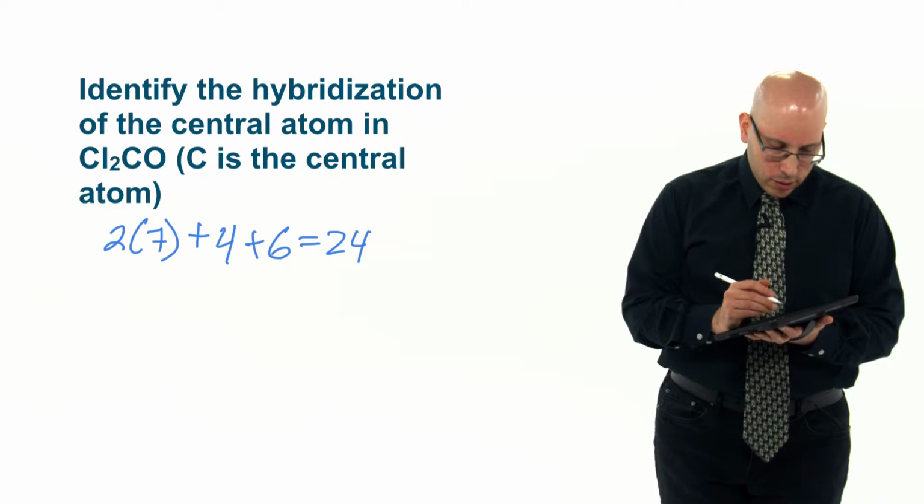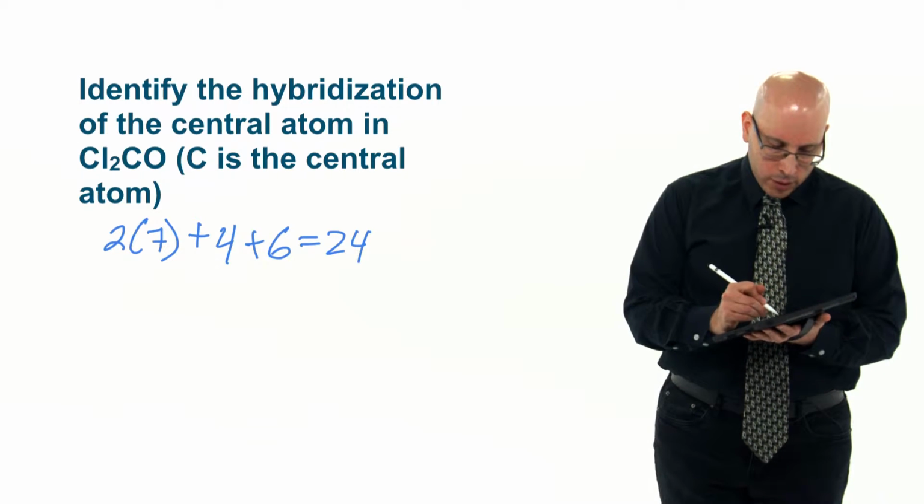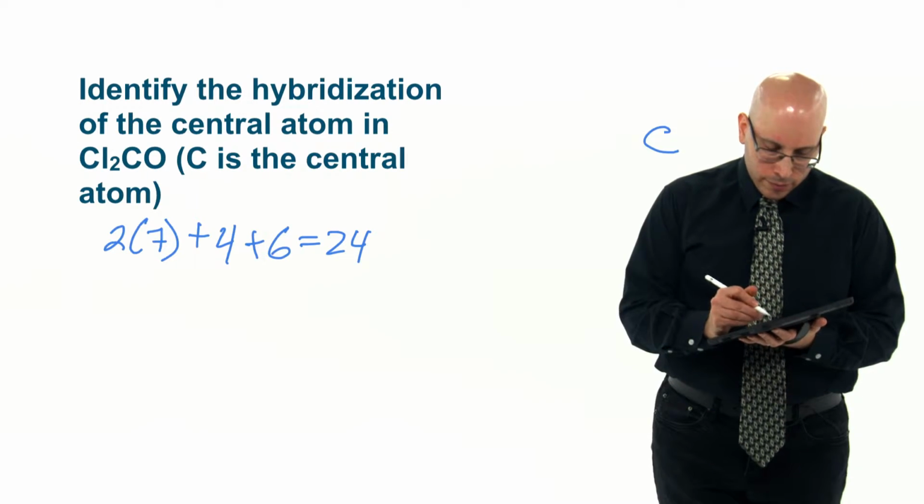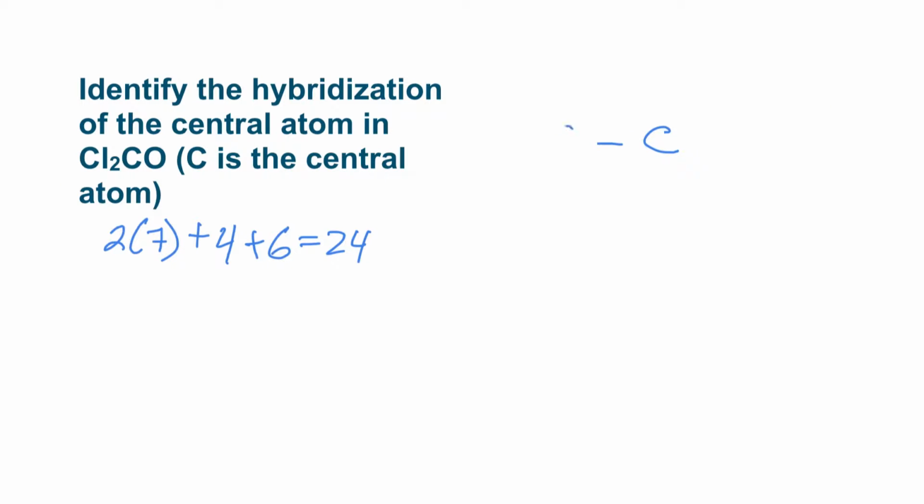And I'm told that carbon is a central atom. So I'm going to put the carbon in the middle, and I'm going to connect it to the chlorines and to the oxygen with a single bond for each of them. So now I used 2 electrons here, 2 here, and 2 here. That's 6 total. So that gives me 18 remaining in my bank.